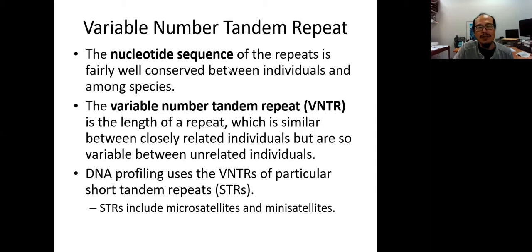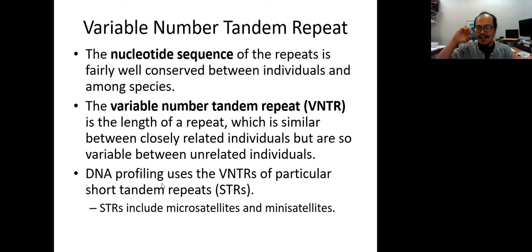The nucleotide sequence of the repeats is kept in our body. My dad may have 6 repeats, my mom may have 3 repeats. It doesn't affect their function. I will get 1 copy from my mom, 1 copy from my dad. So in my 2 chromosomes, I will have 1 with 6 repeats, 1 with 3 repeats, something like that. So the number can be varied.